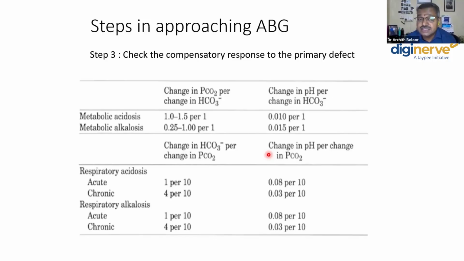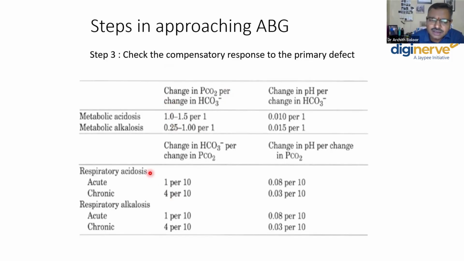Now, there are various formulas that you have to remember for the compensation that can happen. The change in PCO2 per change in bicarbonate in a metabolic acidosis is 1 to 1.5 per 1 milliequivalent change of the bicarbonate. Whereas in alkalosis, it is 0.25 to 1.00 per 1. So just remember this first column, if you can.